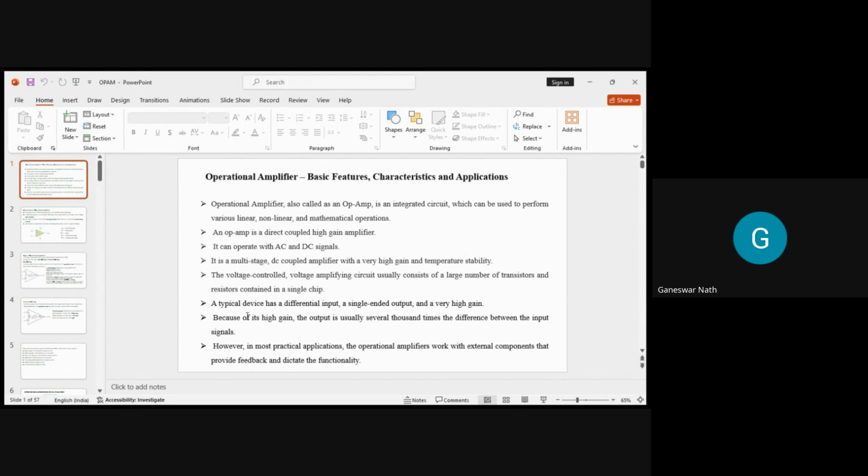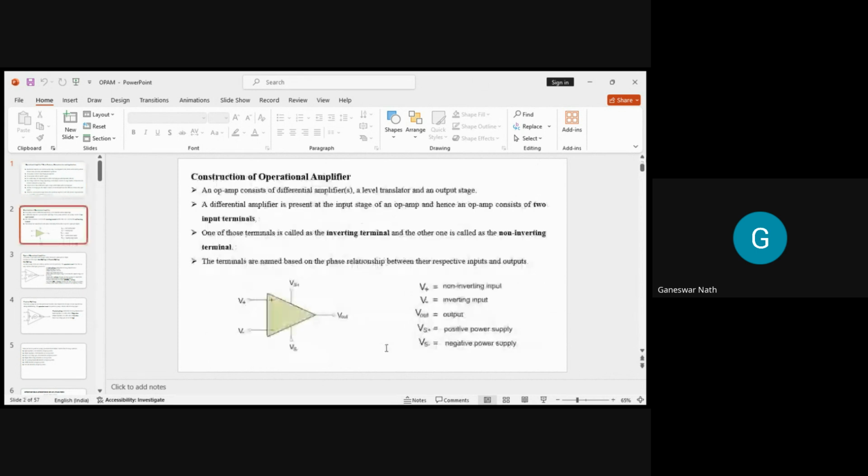Then the typical device has a differential input, a single-ended output, and a very high gain. Because of its high gain, the output is usually several thousand times the difference between the input signals. However, in most practical applications, the operational amplifier works with external components that provide feedback and direct the functionality. So these are the basic features of the op-amp.